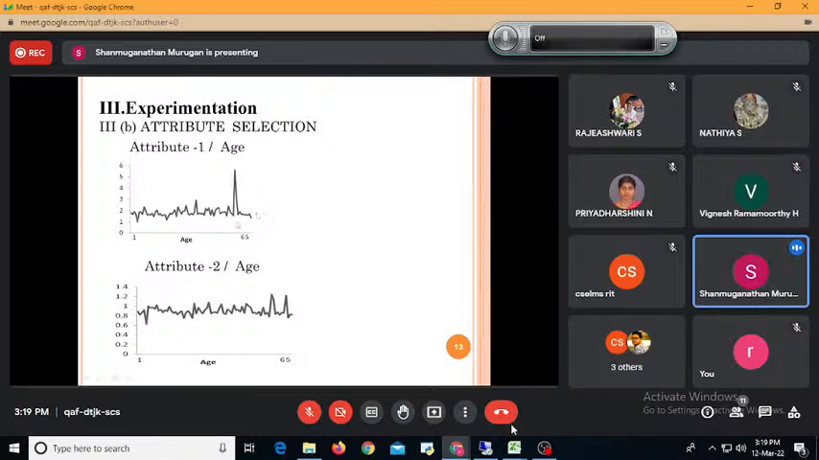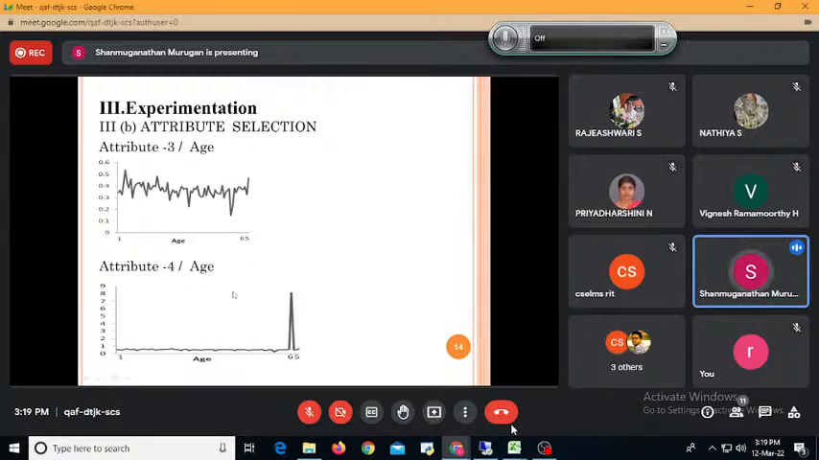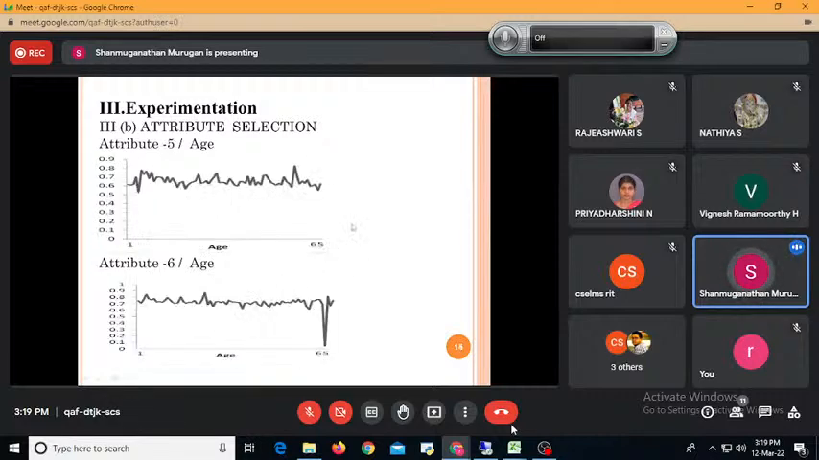The age will be like this actually, and the variations will be shown like this. Attribute 2, the age will be shown like this. And attribute selection 3 will be shown like the particular thing, clarity. But here, attribute 4 will give you some bell-shaped deep curve we analyzed.